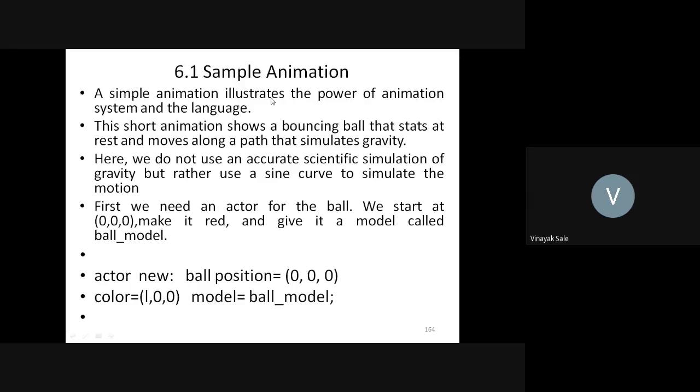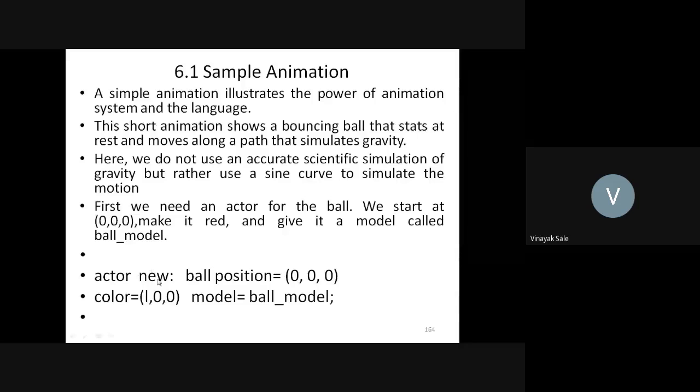A sample animation illustrates the power of the animation system and the language. This short animation shows a bouncing ball. Here some code is taken from the bouncing ball that starts at rest and moves along a path, simulating gravity. Here we do not use an accurate scientific simulation of gravity, but rather use a sine curve to simulate the motion. First, we make an actor for a ball. So we start from 0, 0, 0. So make a red one and call it ball model.